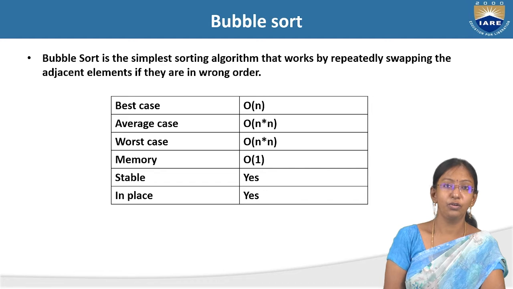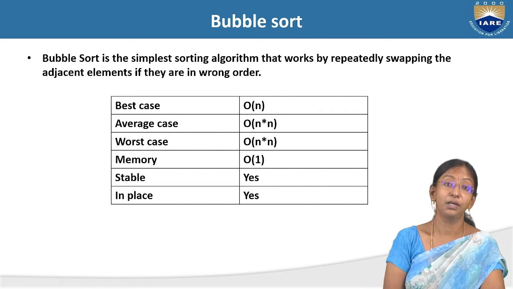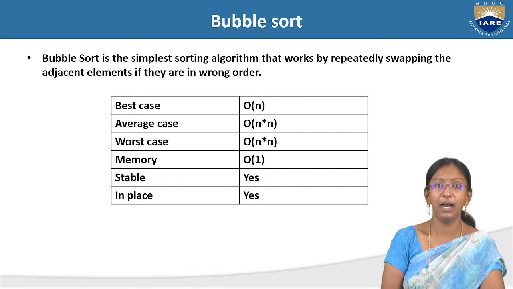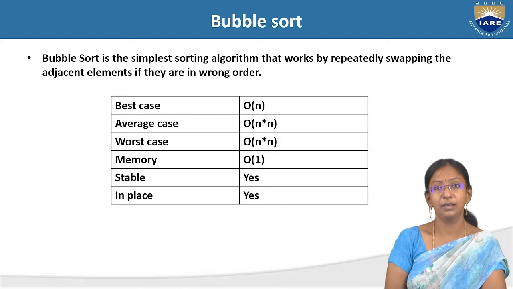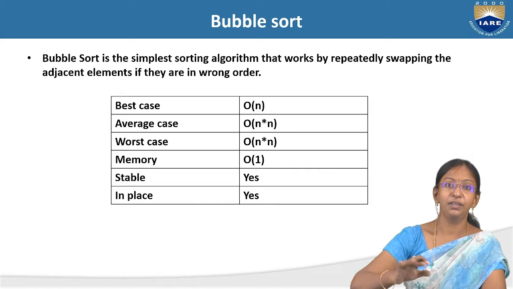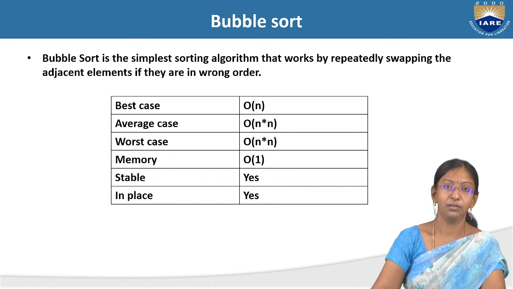And it is not going to use any extra space. So the space complexity is order of 1, which is very less when compared to the time complexities. It is a stable one and it is an in-place one. We are not going to take any temporary list, any intermediate list to store temporary data, nothing of that sort. Everything will be done by using just swap techniques, right?